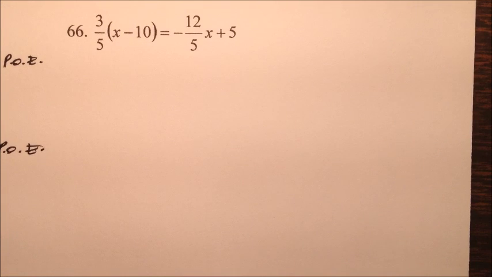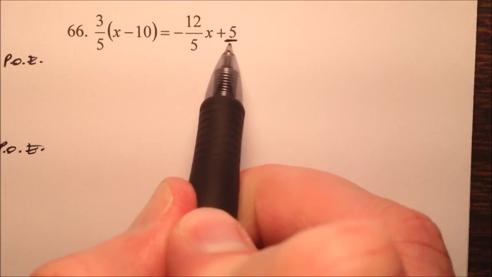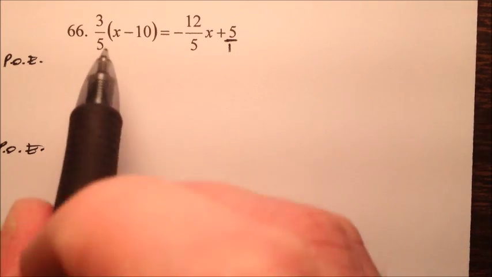For number 66, we have some fractions again, but like we said on the previous example, we can either work with the fractions or we can get rid of the fractions. In this case, I think let's get rid of them. So the common denominator here, we have a 5 and a 5, and really this 5 is over 1, and the common denominator will be 5.